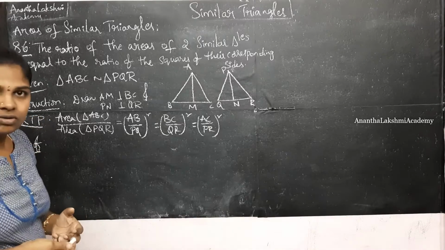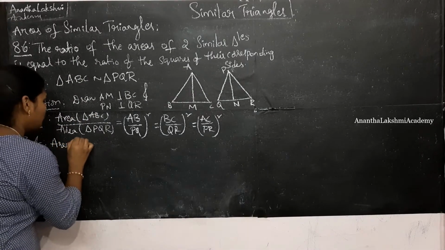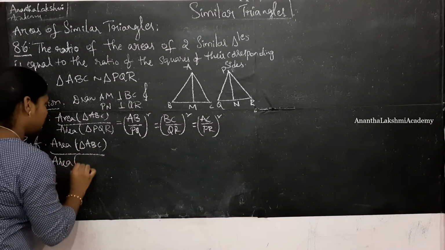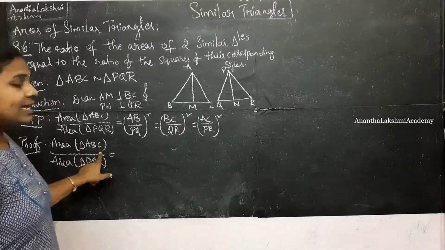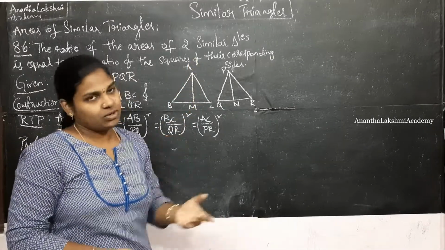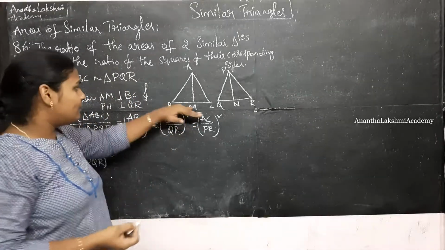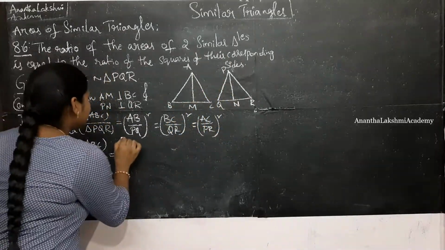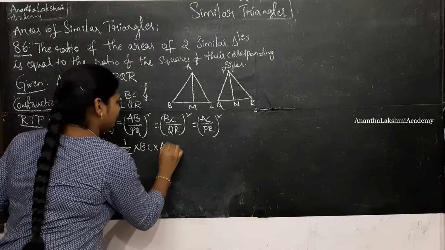What do we need to prove? First, the areas. Let us take area of triangle ABC by area of triangle PQR. What is the area of a triangle? Why did I draw these perpendiculars to the bases? Because area can be found by the formula half into base into height. We have the base, and we need to know the height. That is the reason I drew the perpendiculars. What is the area of triangle ABC? Half into base BC into height AM.